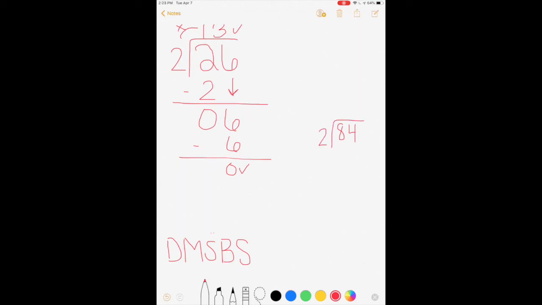Okay, you can ignore all this other stuff. That was from another time. DMSBS is written down here at the bottom. Those are our steps to long division. This is a great way to practice long division.